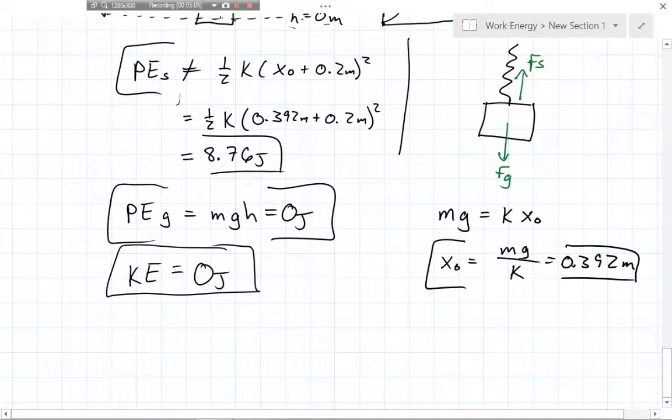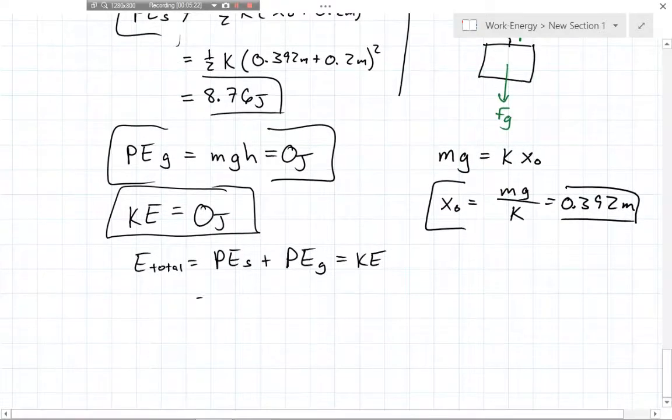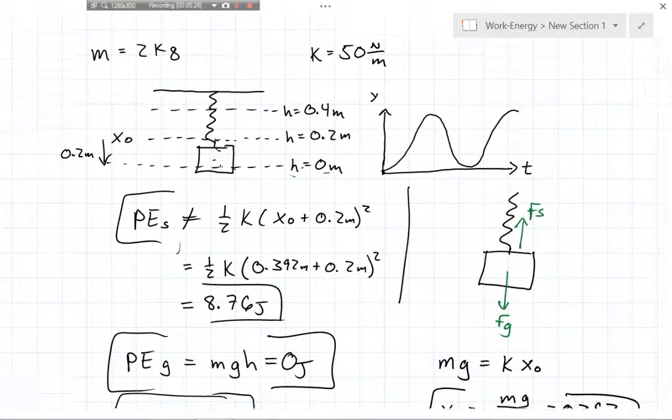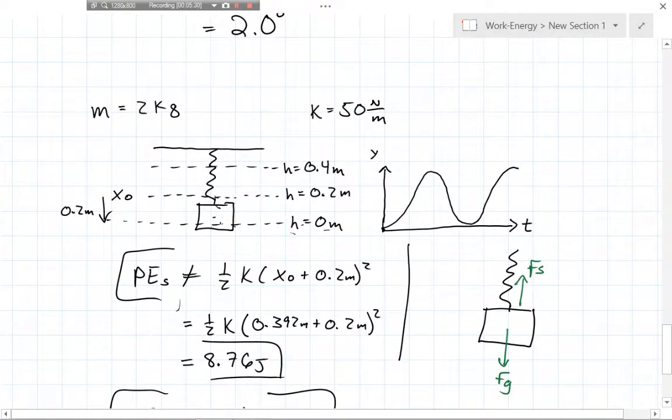So the total energy of the system, E total, is equal to the energy that was stored in the spring plus the gravitational potential energy plus the kinetic energy. But of course this is just going to be equal to the energy that was stored in the spring, which is 8.76 joules. So this is the total energy of the system when the mass is at the bottom of its motion.